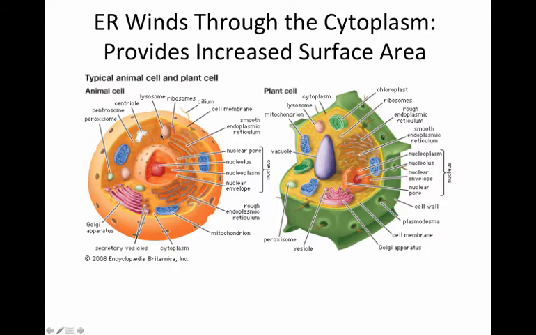What does this do? The fact that it's winding itself and it's compact in this way, it is providing increased surface area. Recall from the previous lecture the importance of surface area to volume ratio, okay? And how in eukaryotic cells, just this compartmentalization increases surface area.